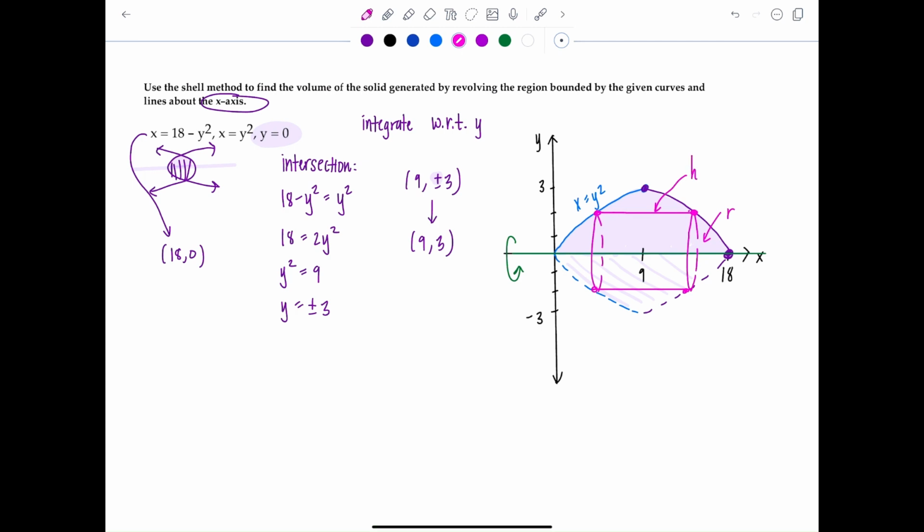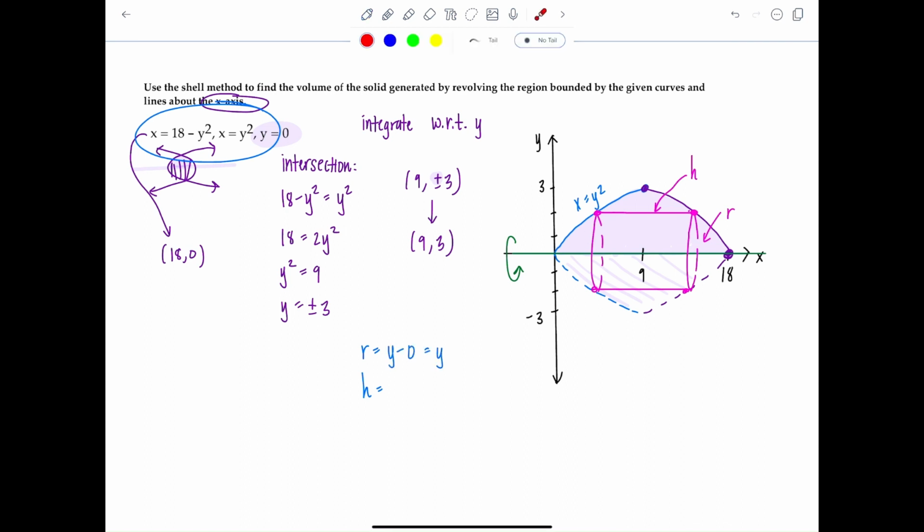Let's see if we can describe them in terms of y this time. The radius will not involve the functions that bound the region. It's just going to involve y. Yes? So here's the radius. From where we're revolving to the outer edge of the cylinder, top minus bottom, y minus 0. So radius is just going to be y minus 0, which is y.